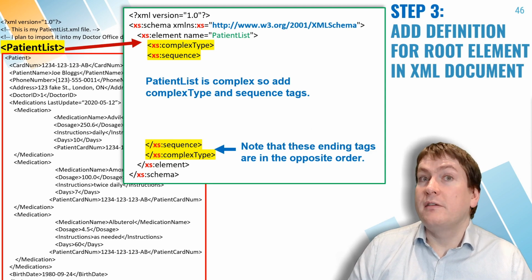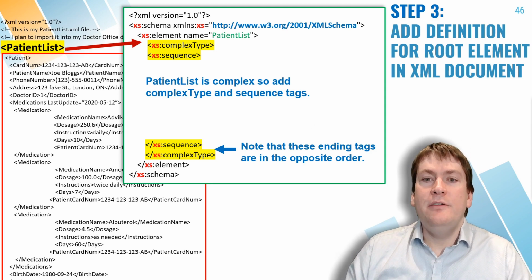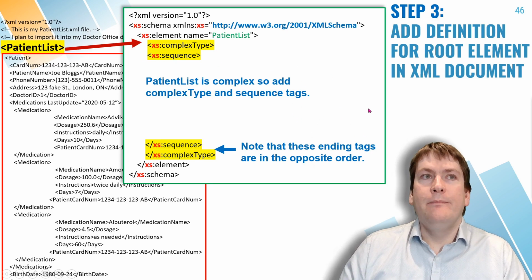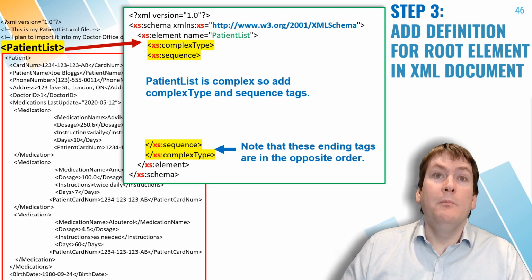So that means, since it's a complex tag, we're going to need to add in that complexType element that we see right here, and we're going to have to add in the sequence element that we'll be using, just to say that it's ordered data. So the order of these elements matters, and in our XML document, they have to come in this order.